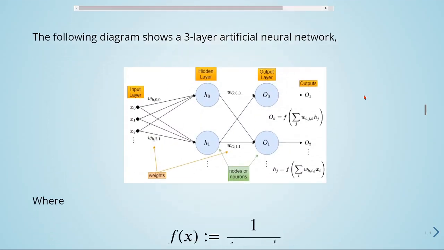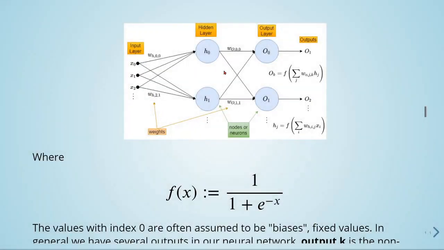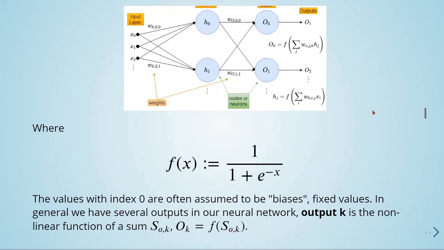In the following diagram, we'll see a 3-layer artificial neural network. We have an input layer, a hidden layer, and an output layer, and here we have our outputs. Here we have our weights, and our nodes or neurons. In this example, we are using the sigmoid function. The values with index 0 are often assumed to be the biases, so they're fixed values. In general, we have several outputs in our neural network.